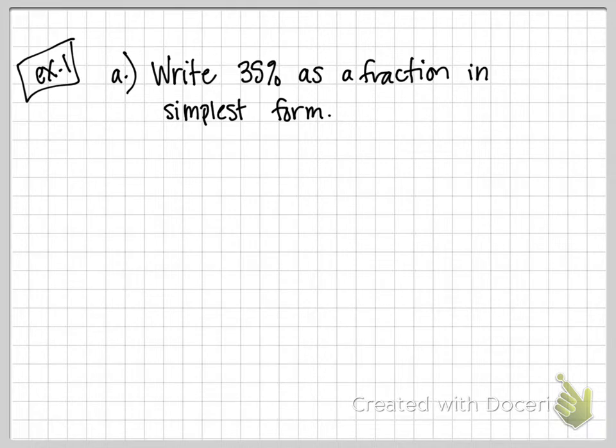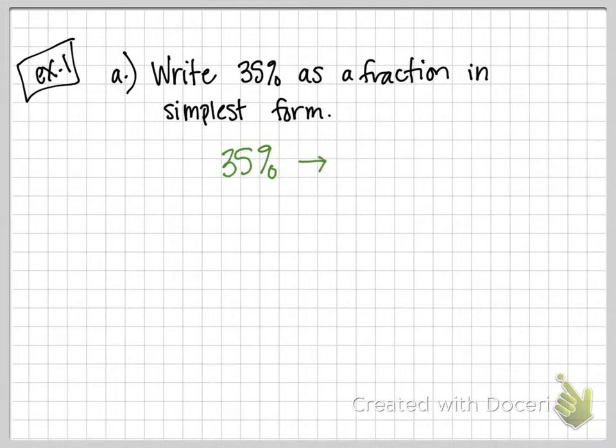Okay, here's our first example. It says write 35% as a fraction in simplest form. So what we're going to do, this is what you do need to write, is take 35% and change it to a fraction. Remember what we said percent means. What does it mean? Out of 100, per 100.